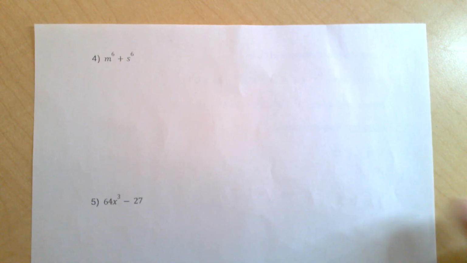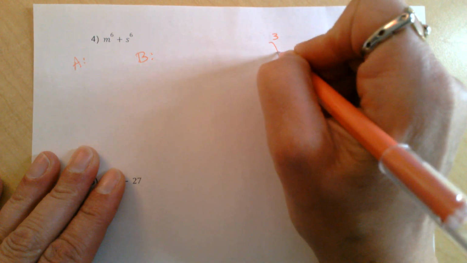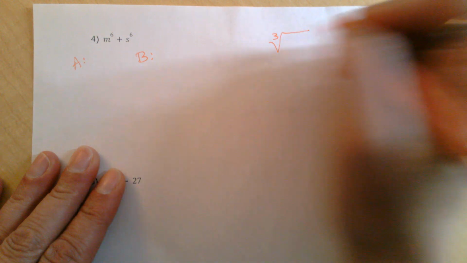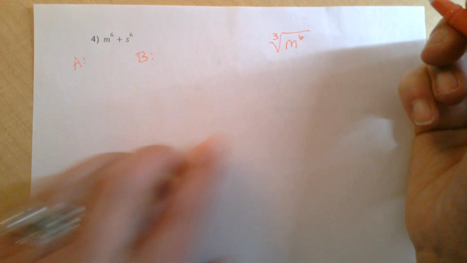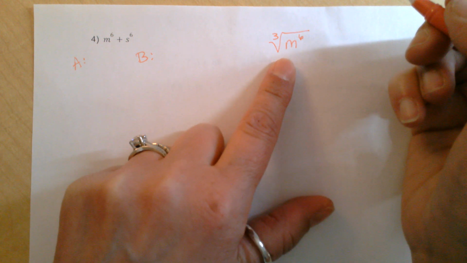Let's just, I believe I have a couple more. So I think I have 3 more. So let's do this one. Now we're talking about m to the 6 times s to the 6. And in order to find a and b here, we are going to use our little cubed root, where we have exponent over root, to be able to take the cubed root of m to the 6.